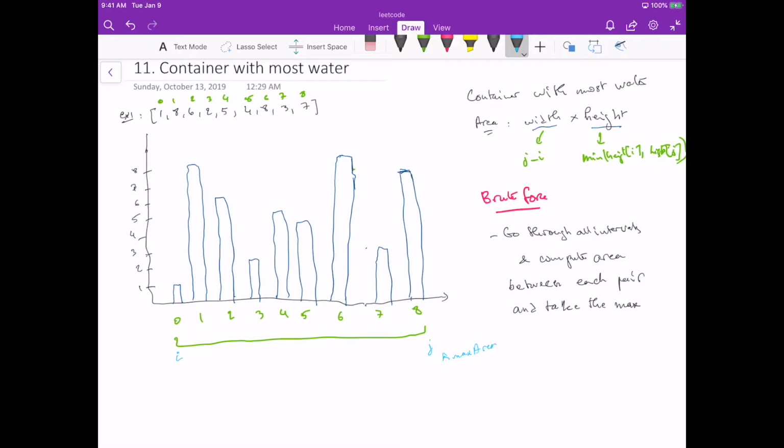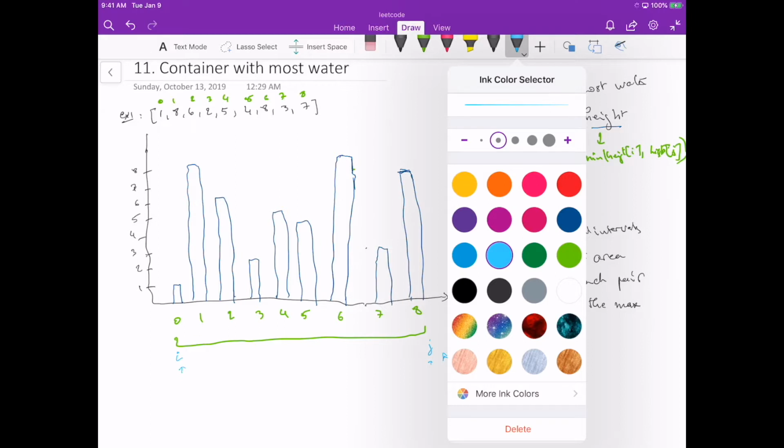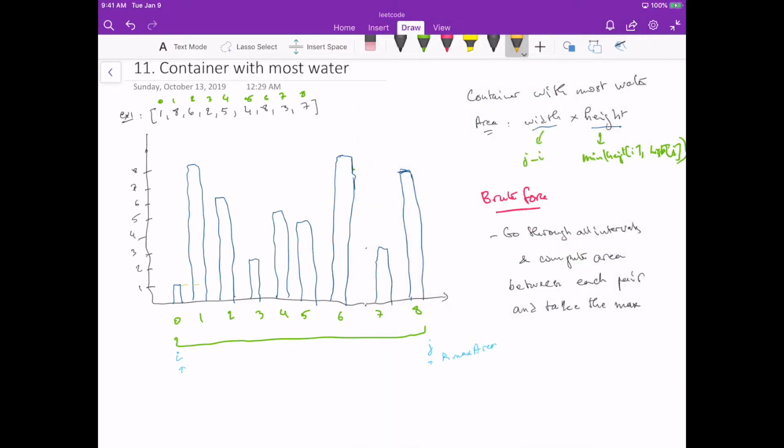And now, how can we know how to move these two? We have two options. We can either move this one, or move this one, or move both at the same time. So basically, let's look at the area in this case where it's as wide as possible, right? The area in that case is something like this. Goes from here all the way to here.